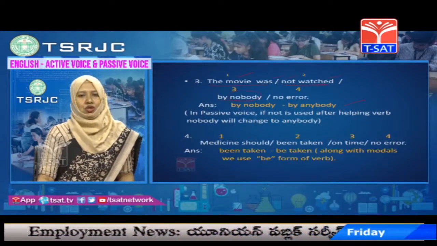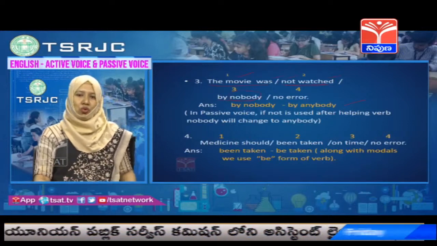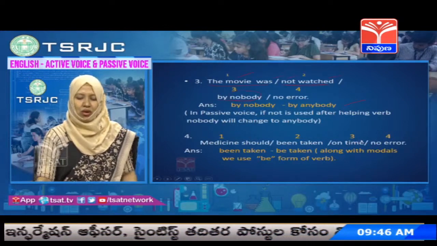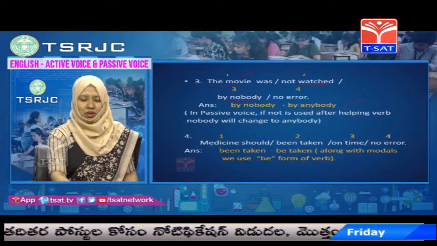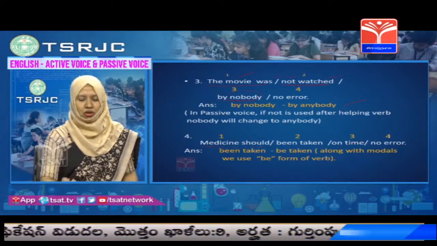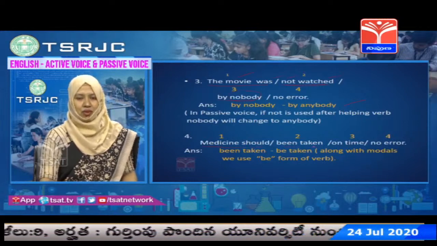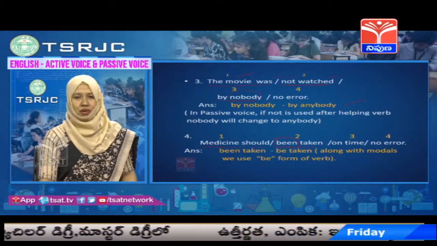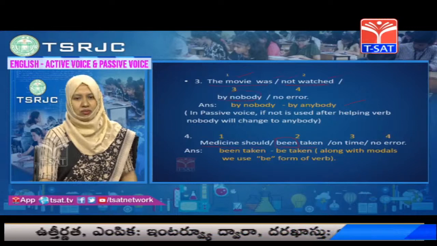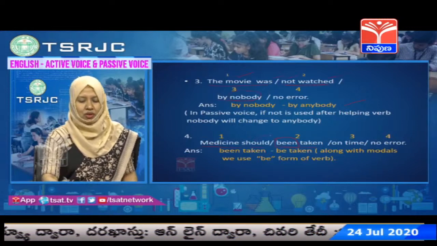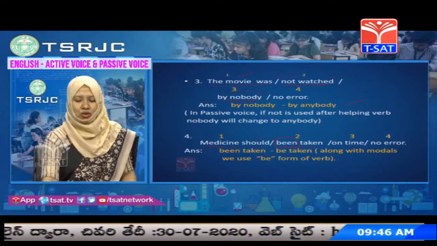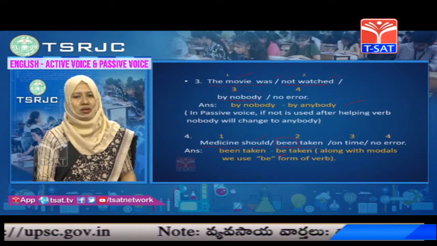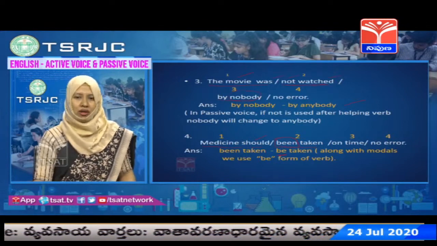Next option, medicine should been taken on time, no error. Medicine is the first part of the sentence, been taken the second part, on time the third part, then no error. The subject of the sentence is medicine, the verb is should been taken. If you see here, there is a mistake in the verb form. Been taken is wrong. When you are using should, along with should you should use be. Medicine should be taken on time.